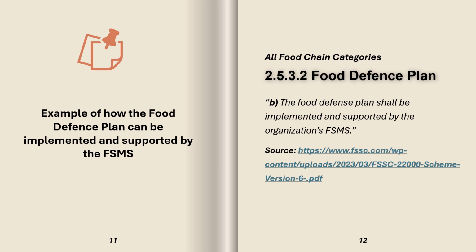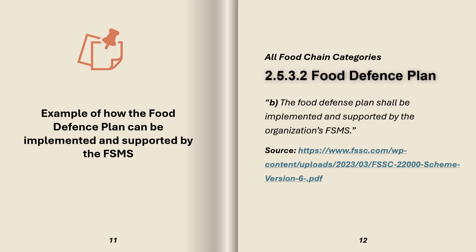Right, so further on, 2.5.3.2b, we are still discussing the food defense plan. Here, the requirement is that the food defense plan shall be implemented and supported by the organization's food safety management system. I have shown in the next slide what could be the documents that one could use, but basically what is required here is that there is integration of the food defense plan with the organization's procedures. It must not be in a silo, where there is a food defense plan but it's not integrated with your system and not supported by the organization's entire food safety management system. So it must be fully integrated.